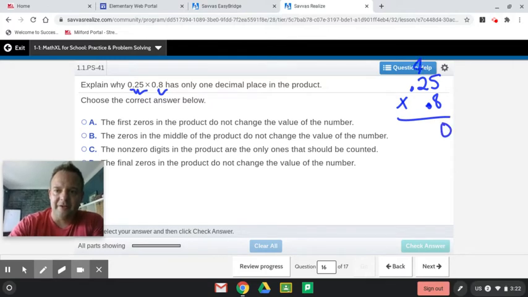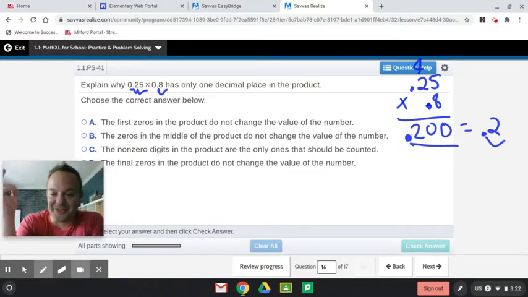I think it has something to do with the 0. 8 times 2 is 16 plus 4 is 20. And then 3 places over. Now look, 200 thousandths equals 2/10 with only, what is that? 1 place beyond the decimal. You see what's going on here? So let's read these answer choices. The first zeros in the product do not change the value of the number. The zeros in the middle of the product do not change the value of the number. Well, yes, they do. If there were zeros in the middle and it's surrounded by 2 other numbers, you can't remove those zeros. The non-zero digits in the product are the only ones that should be counted. Well, that is true in this case.